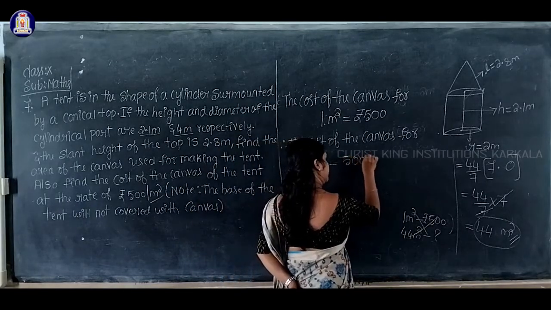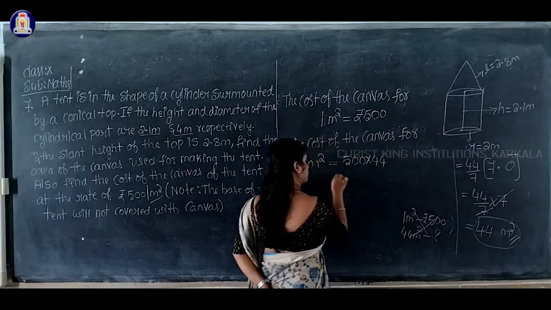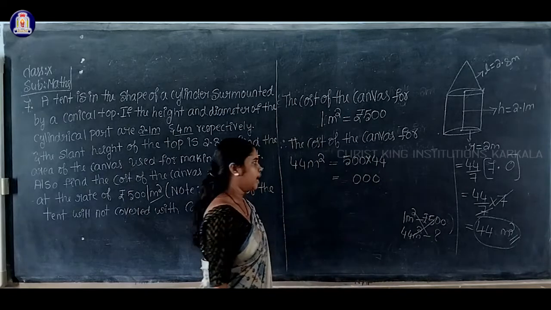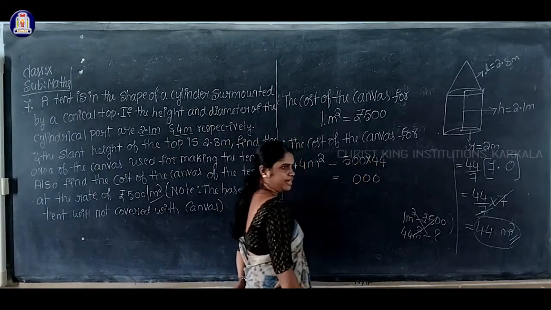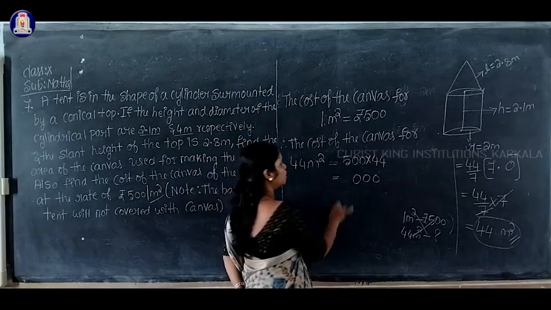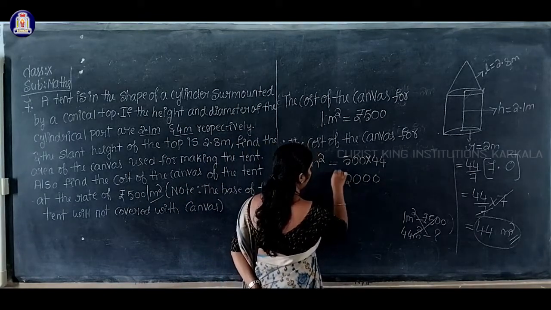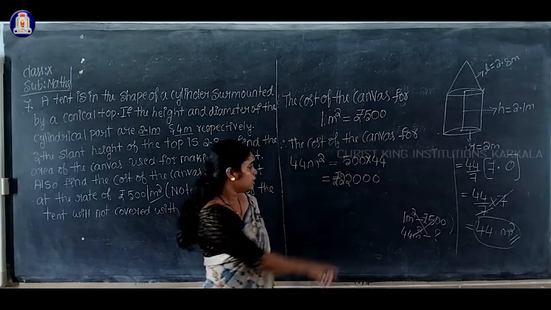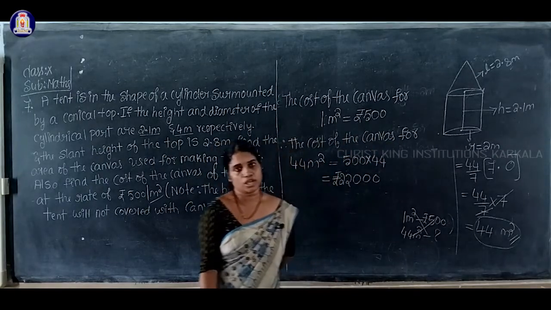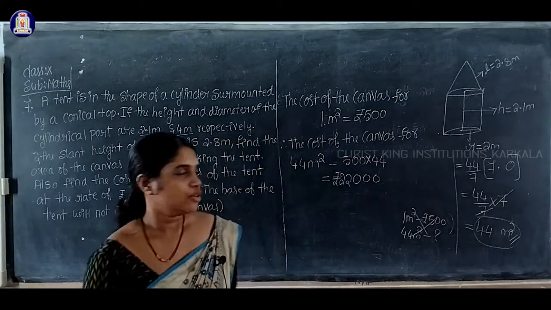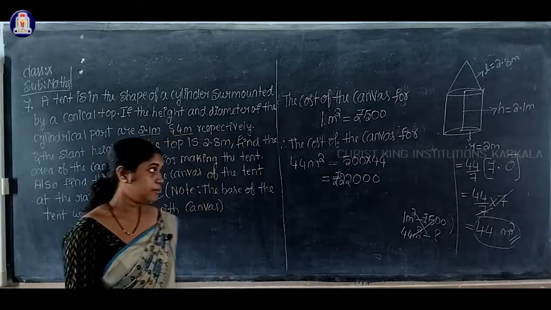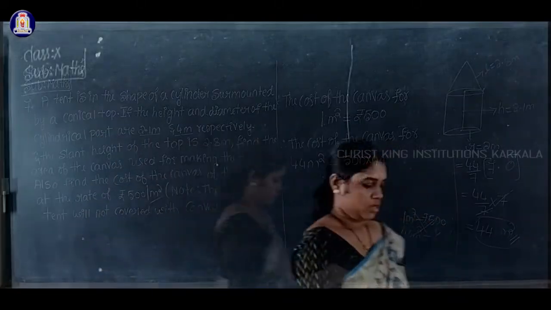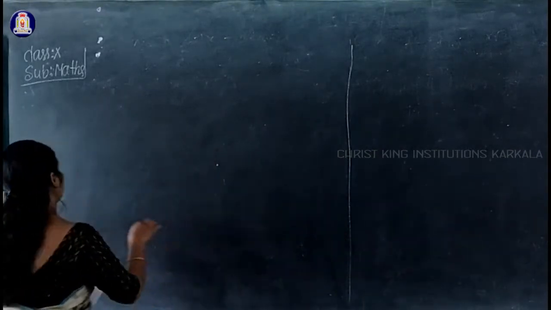Okay. So 500 into 44. So this is equal to 5 4s are 20. 2 carrying. Again 5 4s are 20 plus 2 equal to how much? 22. So therefore, what is the cost for the canvas for 44 meter square? That is 22,000. Okay, so the total cost is about 22,000. Okay, so this is important question, most of the time repeated. Okay, important question. So next I'll consider 8th problem.